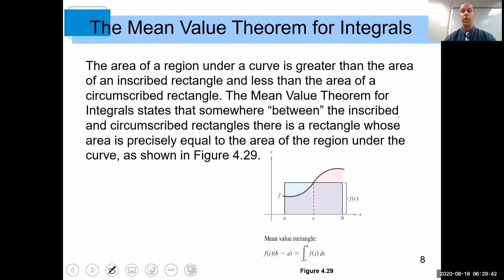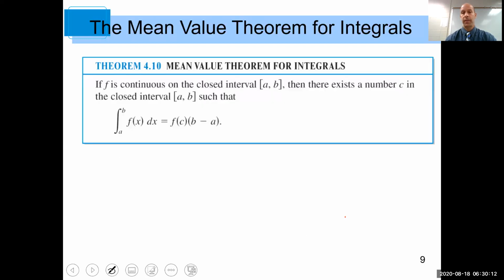The mean value theorem for integrals. The area of the region under the curve is greater than the area of an inscribed rectangle and less than the area of a circumscribed rectangle. In other words, this area under this curve from a to b is going to be greater than this inscribed area like this. It's also going to be less than the circumscribed area. It's somewhere in the middle. The mean value theorem for integrals states that it's somewhere in between those two.